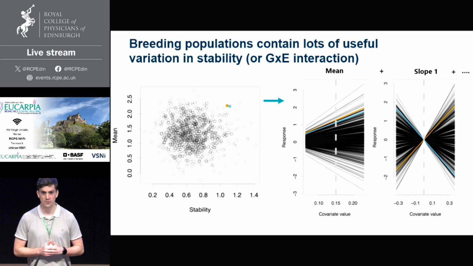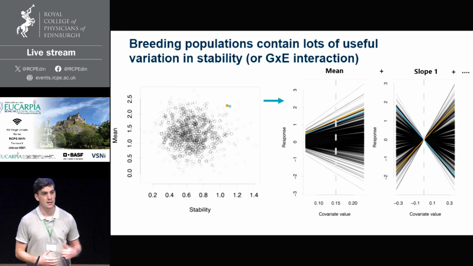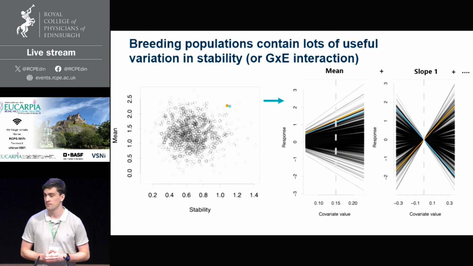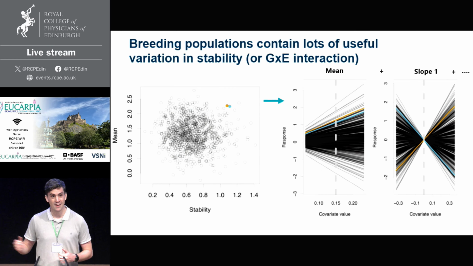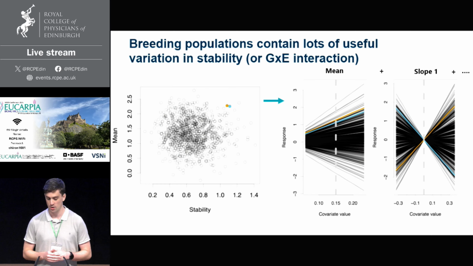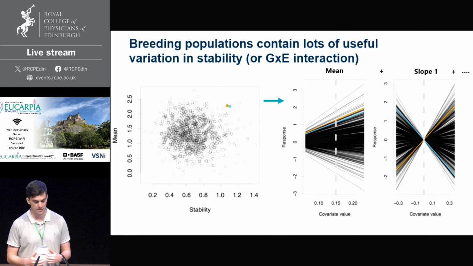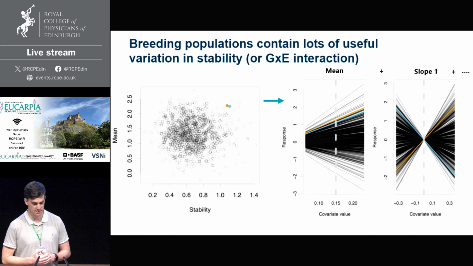In the plot on the left here, we're showing a population that varies in its mean performance across environments, and then also in its stability. And here we're expressing stability as an absolute value or a variance. So the higher the value, the less stable the genotype is. We can also express it in an equivalent way, but as reactions to environmental covariates that are either known or latent in the data.